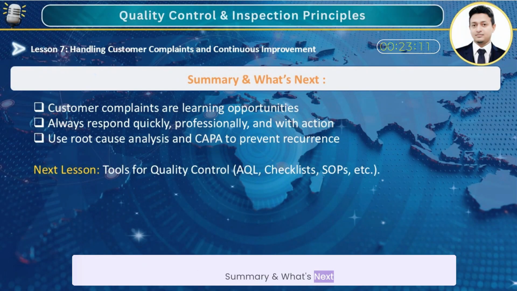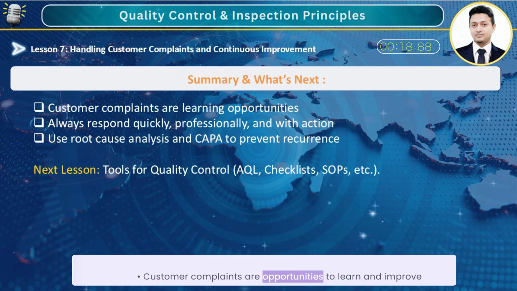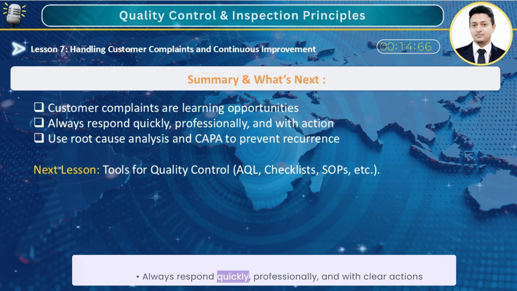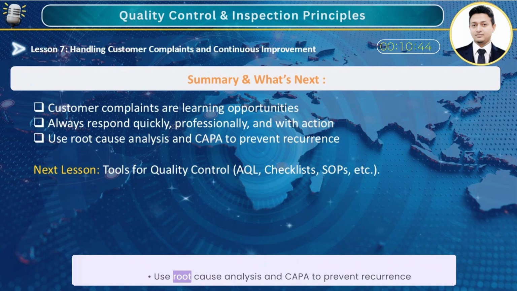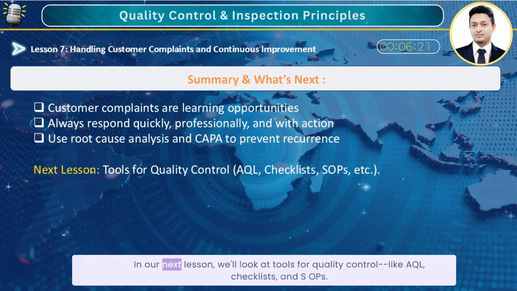Summary and what's next. To summarize, customer complaints are opportunities to learn and improve. Always respond quickly, professionally, and with clear actions. Use root cause analysis and CAPA to prevent recurrence. In our next lesson, we'll look at tools for quality control, like AQL, checklists, and SOPs.